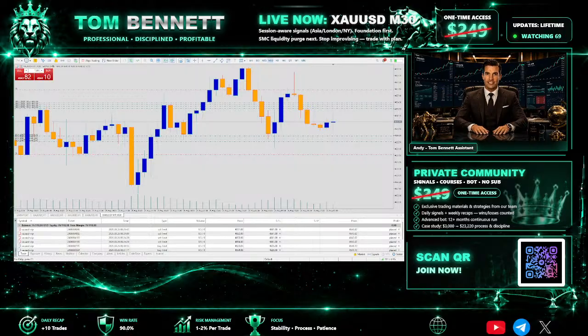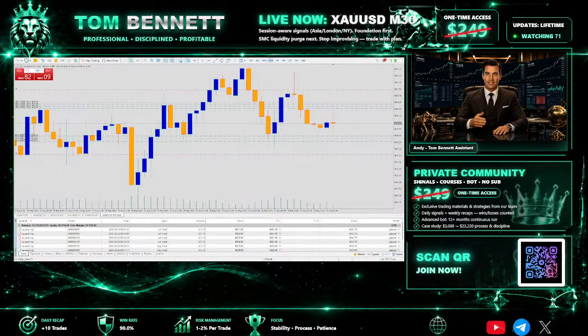Then define your realistic target, not your dream target, not the target you need to recover yesterday's loss. A realistic target based on structure, liquidity, session range, and market conditions. If the distance between entry and target is not attractive compared to the distance between entry and stop, pass the trade. Passing a trade is not failure. Passing a low-quality trade is professional behavior.